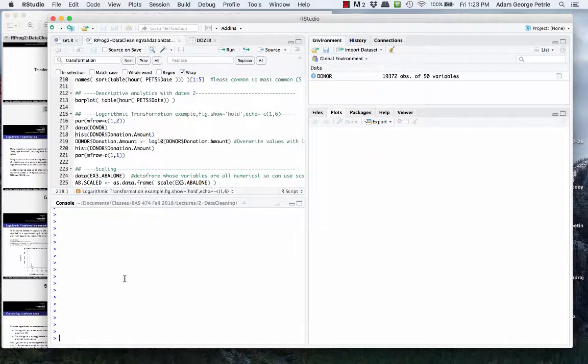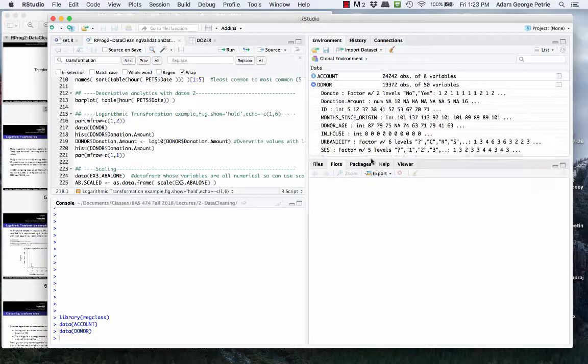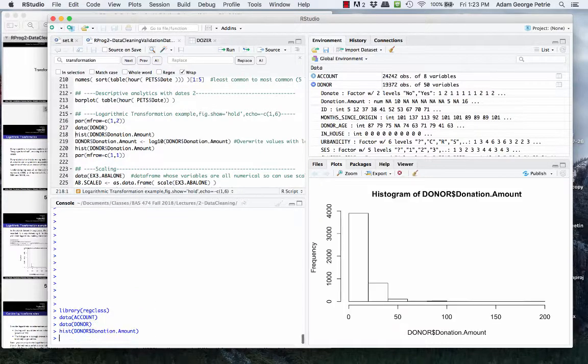Why might this be? Well, let me illustrate this by loading up the reg class library and two of the data frames that live inside, the account data frame and the donor data frame. The donor data frame keeps track of donation amounts to a veterans organization, and we might be interested in studying the distribution of donation amount, maybe developing a predictive model that figures out how much someone's likely to donate.